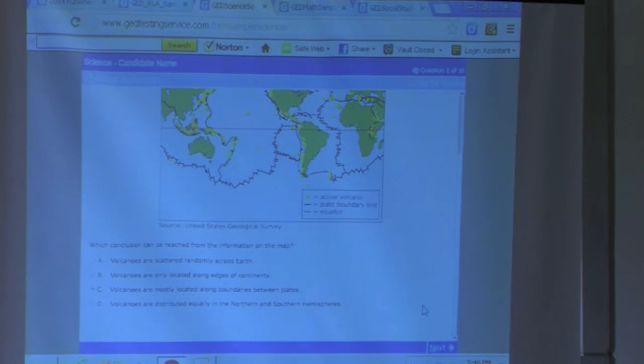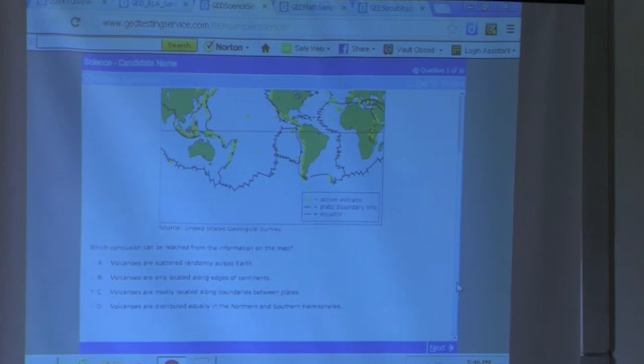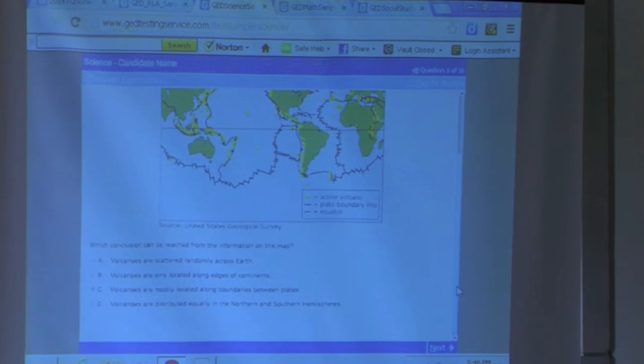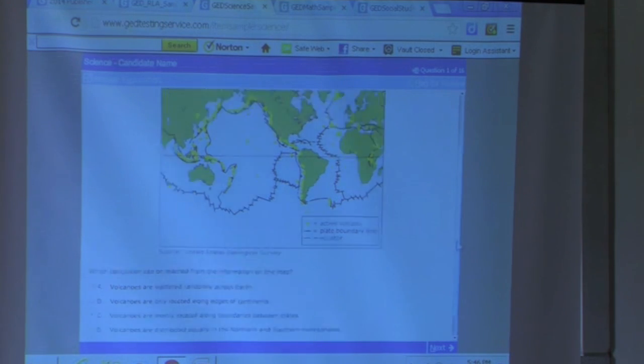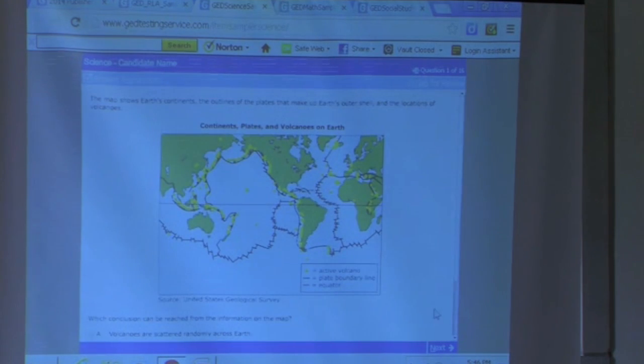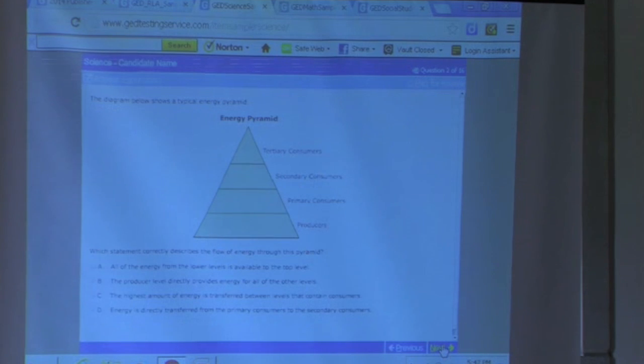So can you read that? Which conclusion can be reached from the information on the map? Volcanoes are scattered randomly across Earth. Volcanoes are only located along edges of continents. And so on. And then they have this little flag for review thing. So if they want to just say, I'll come back to it later, they can do that.